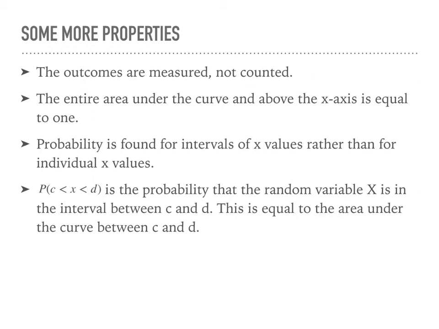The probability that c is less than x is less than d is the probability that the random variable x is in the interval between c and d. This is equal to the area under the curve between c and d. The probability that x equals a specific value is equal to 0. So that means the probability of c less than x less than d is the same as the probability of c less than or equal to x less than or equal to d.